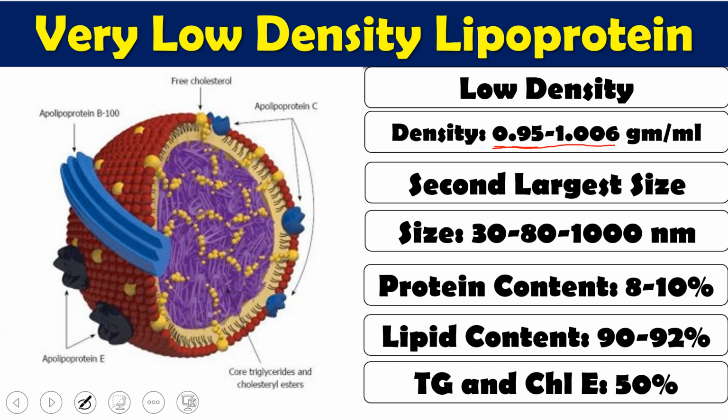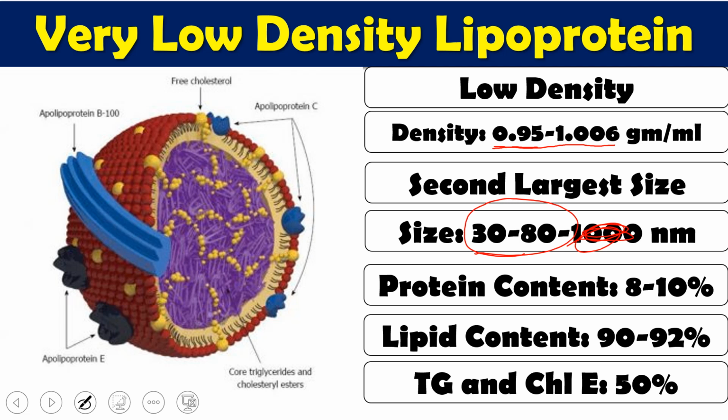Because its density is slightly higher than the chylomicron, its size is slightly lower than the chylomicron. Chylomicron size was 100 to 1000 nanometer, but the size of VLDL is 30 to 80 nanometer. So the density is higher than the chylomicron, and the size is lower than the chylomicron.